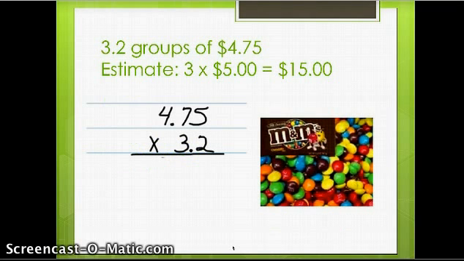Welcome back. I'm hoping that you set the problem up this way. This is 3 2/10 groups of $4.75. My estimate would be 3 times $5 or $15, and the setup looks like this: 4.75 times 3.2. Stop the video again. Go ahead and complete this work and come up with a final answer.